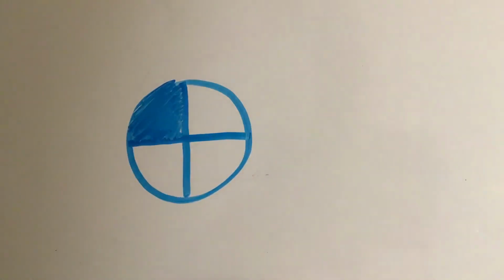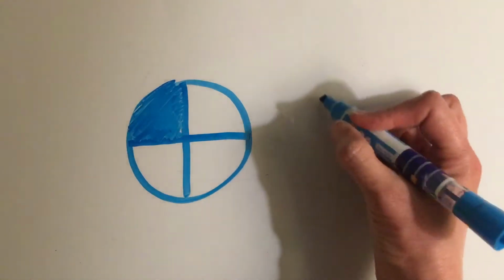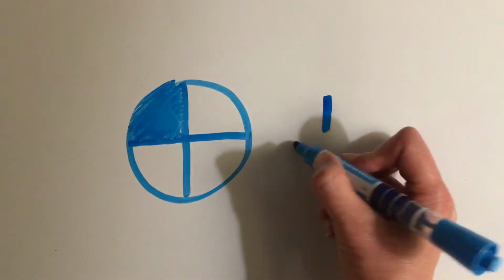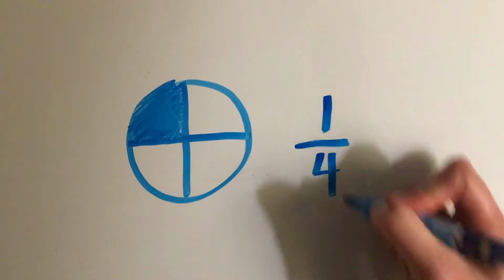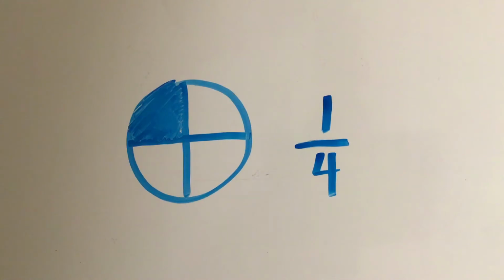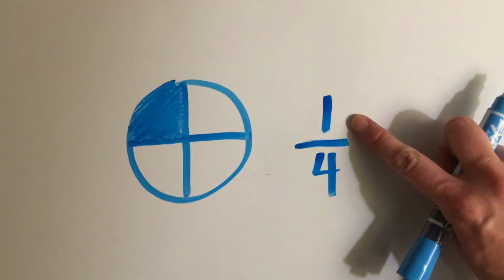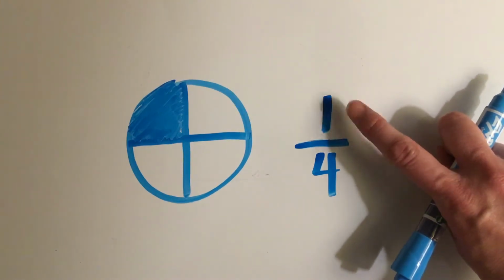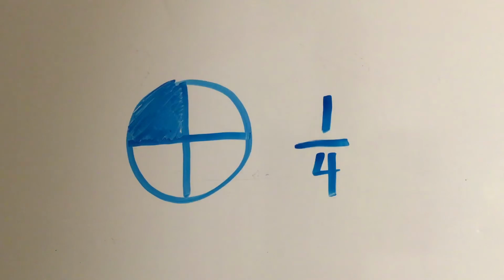Now first we have to see how many equal parts are shaded. There's only one. How many equal parts are there all together? There are 4. Now just as a reminder, a unit fraction always has a 1 as the numerator. So a unit fraction always has that number 1 at the top. So that's your review before we get into this lesson.